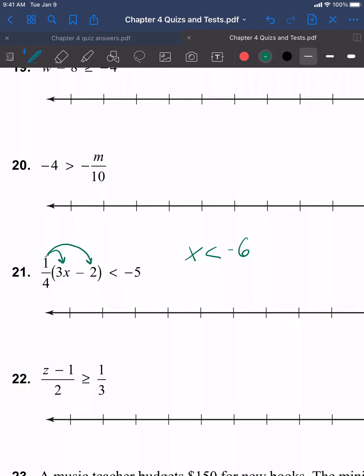Okay, so now what do I do? Go to 0, go back 6. 1, 2, 3, 4, 5, 6. Open circle or closed circle? Open. X is less than? Left. Left. Good job, guys.